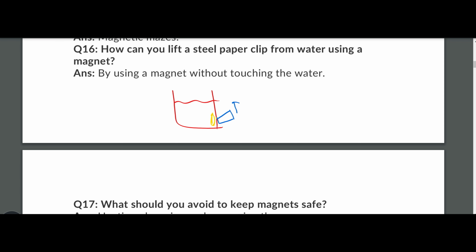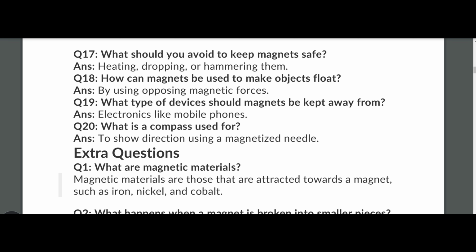Okay. Now see here, what should you avoid to keep magnets safe? Okay, to keep the magnet safe, we have to keep the magnet far from heating and dropping, and we should not hammer it. If you hammer, then what will happen? The magnetic material loses its magnetism. Okay, you should not hammer it, and also you should not drop it, and you should not heat it also. When you do all these things, what happens? The magnetic material loses magnetism. Yes or no?